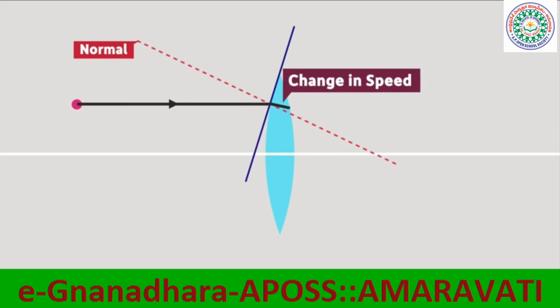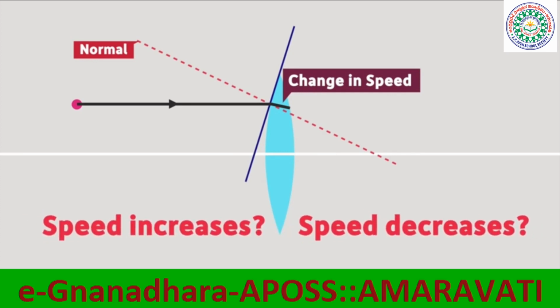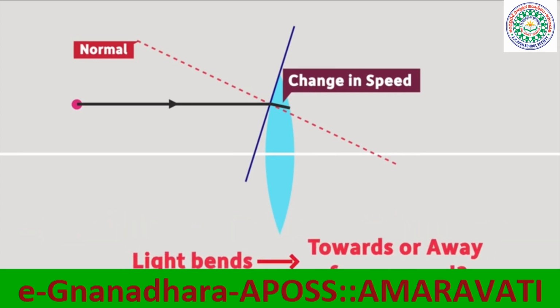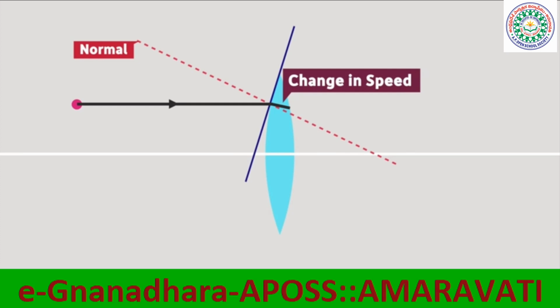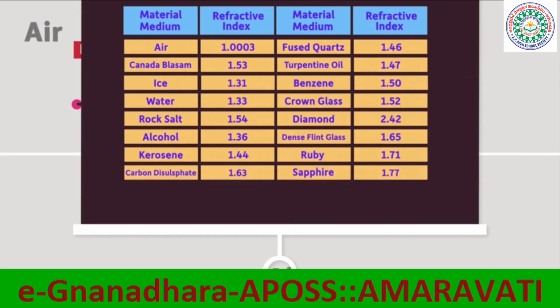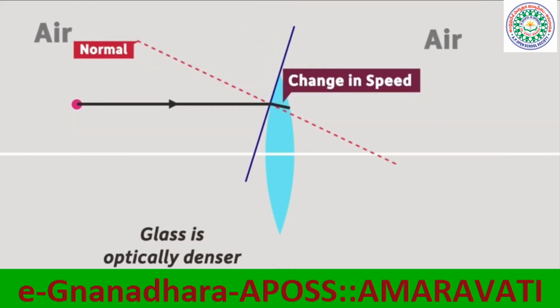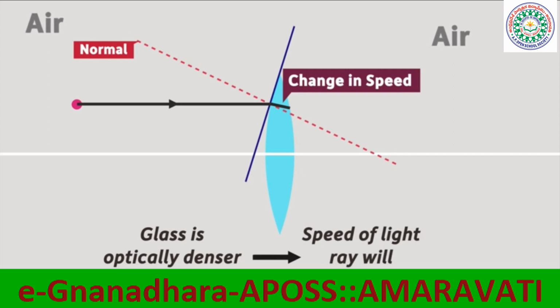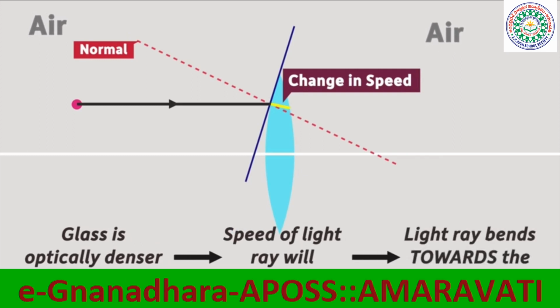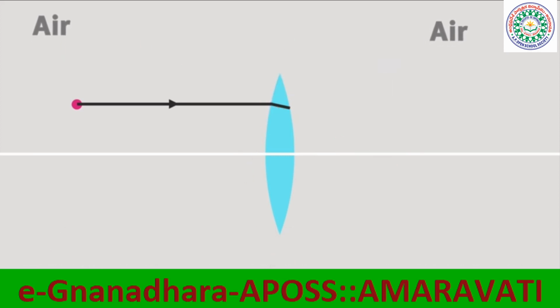Will the speed inside the lens increase or decrease? And where will the light bend? Well, that will depend on the incident medium. Suppose this medium is air. So from this table, we can see that the refractive index of glass is much greater than air. This means that glass is optically denser than air. Hence, the speed of the ray of the light will decrease in glass, and because of that, it will bend towards the normal.